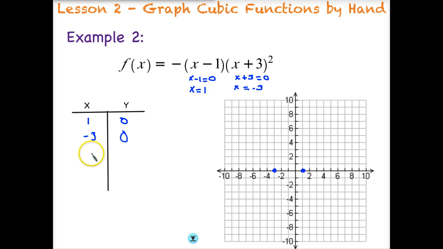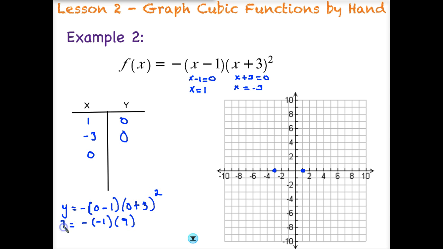The only thing I have left to do is to put in a 0 for x in order to find my y-intercept. So let's go ahead and do that. So y is equal to negative (0 minus 1) times (0 plus 3) squared. So I have to keep track of this negative in the front. 0 minus 1 is going to be a -1. 0 plus 3 is 3, and then 3 squared is 9.